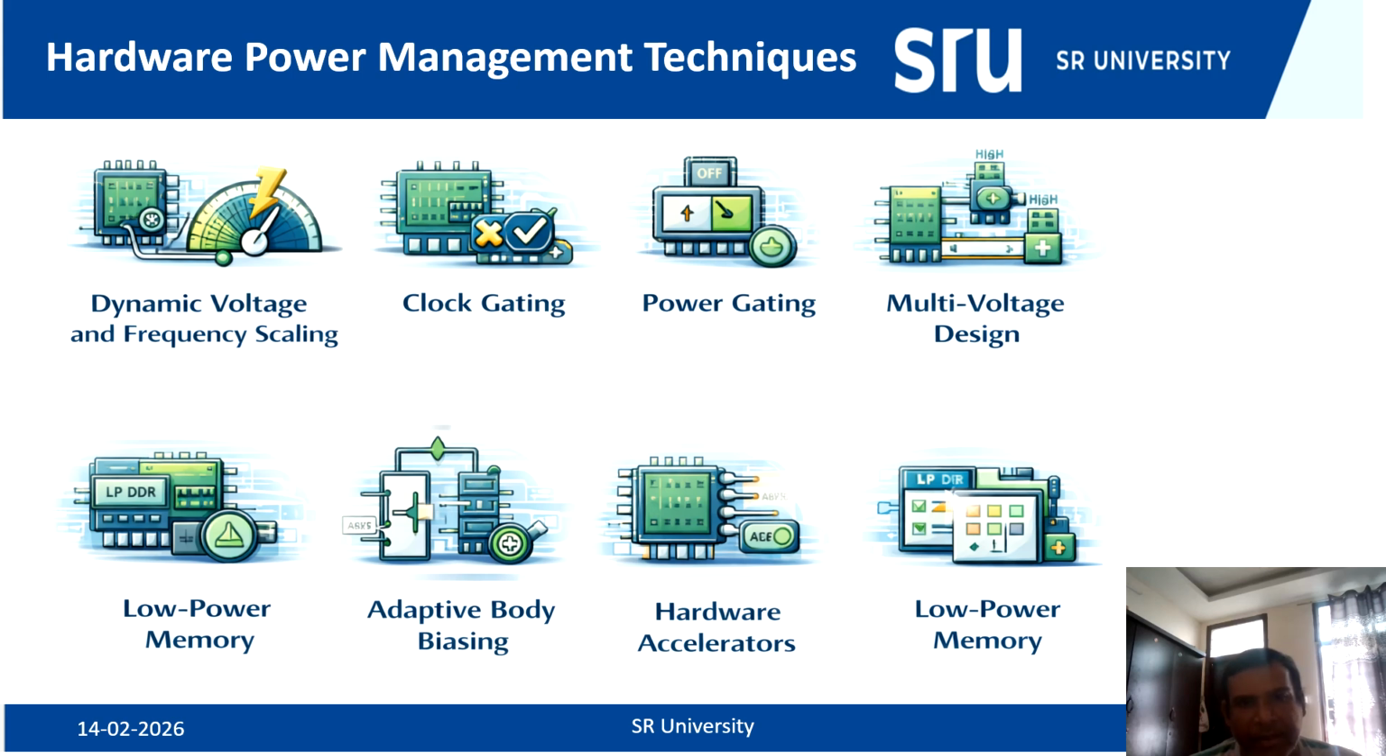Using low power memory technologies also contributes to significant power reduction. Techniques such as reduced refresh rate, sleep mode, and power down states help to minimize the memory related energy consumption. Then adaptive body biasing is another advanced technique where the body voltage of the transistor is adjusted to control the leakage current.